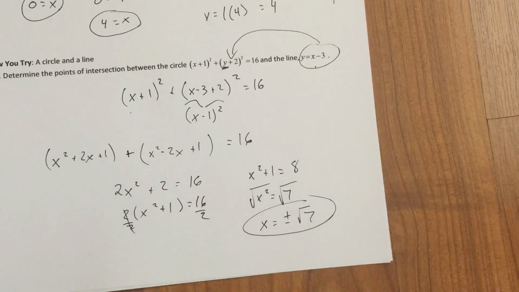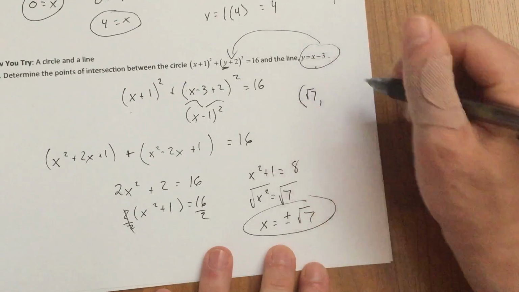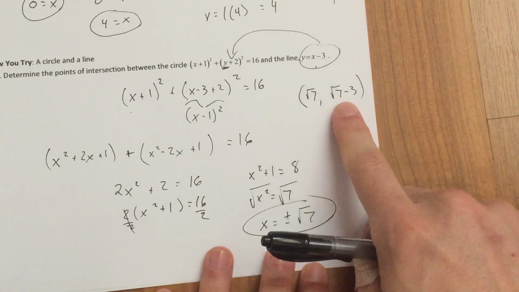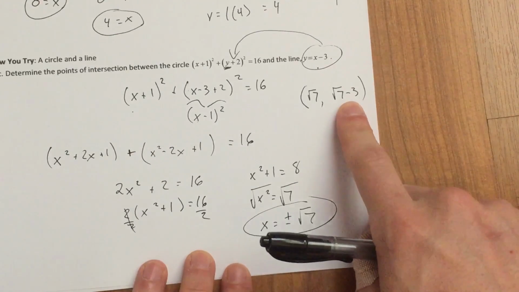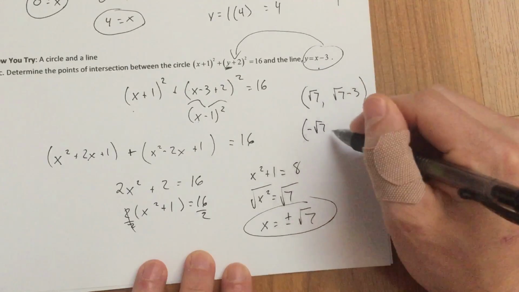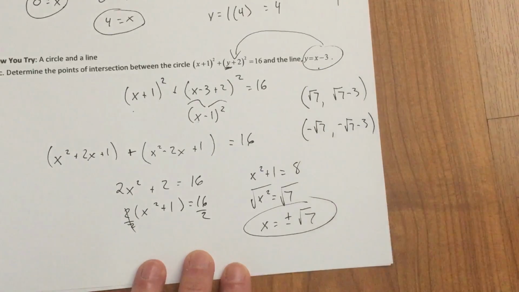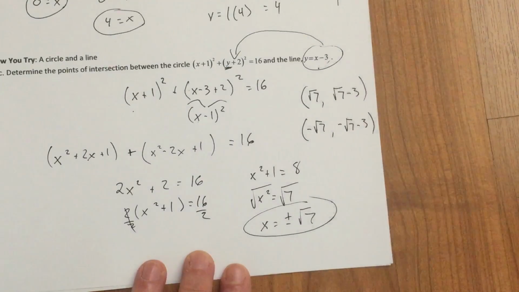Now, I am not going to get an actual decimal answer. I'm going to leave my answer in radical form, or exact form. So my solutions would be square root of 7, comma, square root of 7 minus 3. That's just a number. I'm leaving it in this exact form as opposed to a decimal approximation. And my other answer is negative radical 7, comma, negative radical 7 minus 3. I'm getting the y values by taking my x values and plugging them into my original equation.